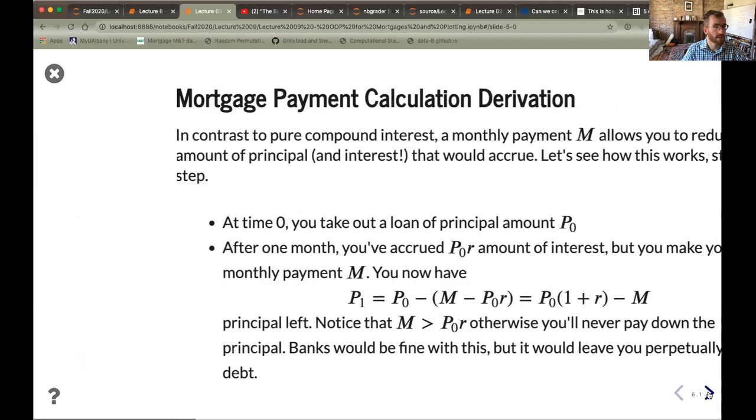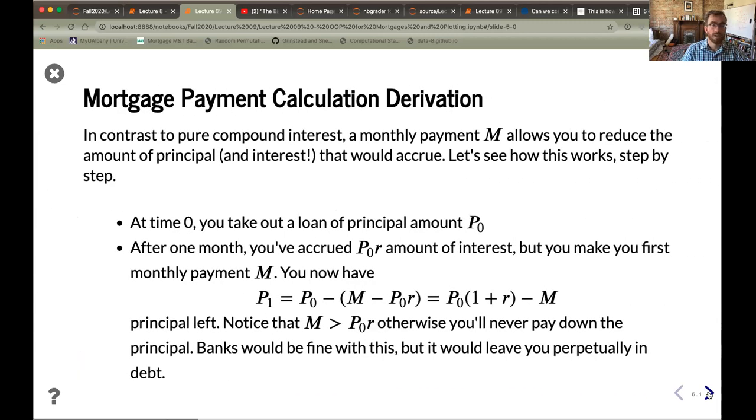All right, so let's move on. So the whole point around a mortgage calculation is that you don't want to end up having an unbounded amount of debt. That means you'll never go out of debt. You'll die with debt. And that's something we ideally don't want to have.